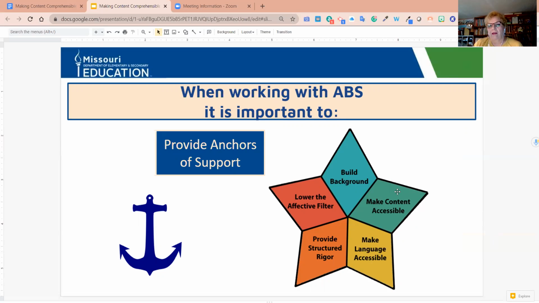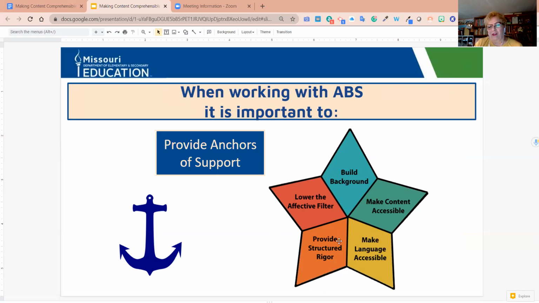We also have to make the content accessible, and we can do that through video or photos or hands-on things that we bring in just to cement the understanding of what we're talking about. We also make language accessible for them by pointing out cognates, or words that are the same or similar in our language and their language, or providing some assistance in their first language, some translations.